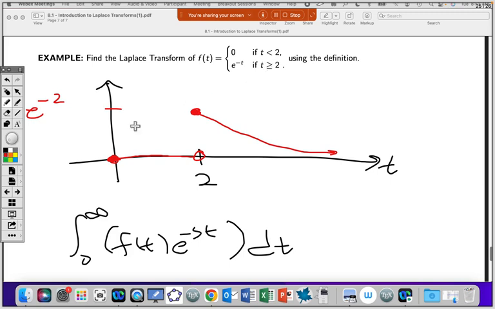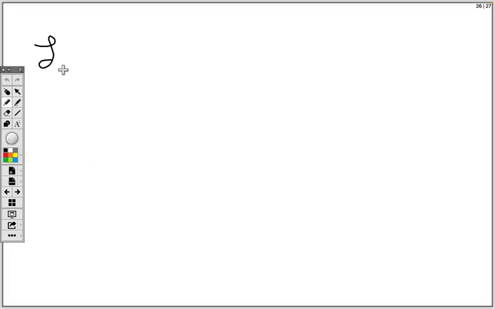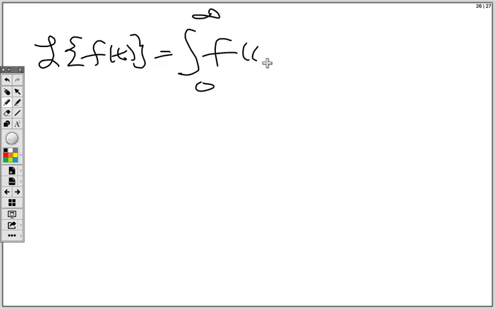But the way you would find this is by the definition. So anytime you see using the definition, that means you've got to go back and pull out the integral here. So the Laplace transform of anything is the integral from 0 to infinity of that thing, e to the minus st dt.